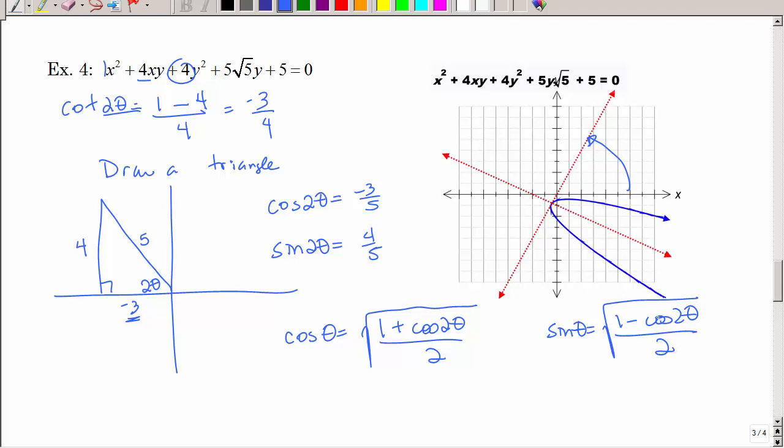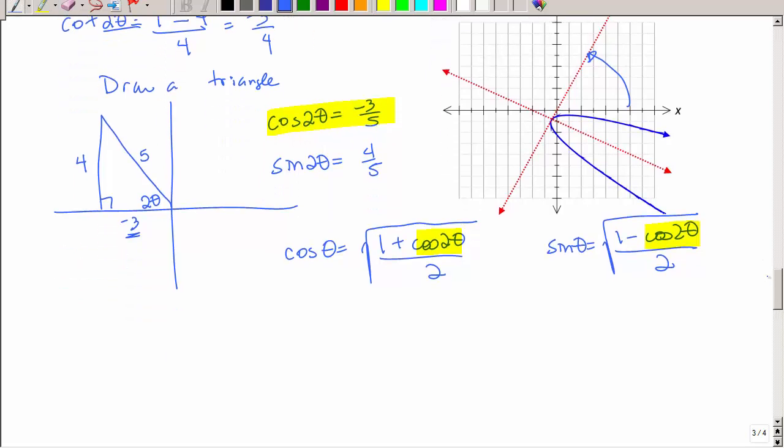And yes, you should have seen those formulas in a trig class. You might not remember them. That's okay. That's why we are reviewing. So both of these formulas use the cosine of 2 theta. So I'll be using that value in order again to find the exact value of sine and cosine. So here it's just a little bit of arithmetic.